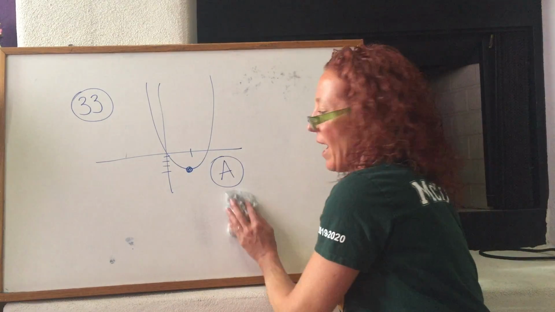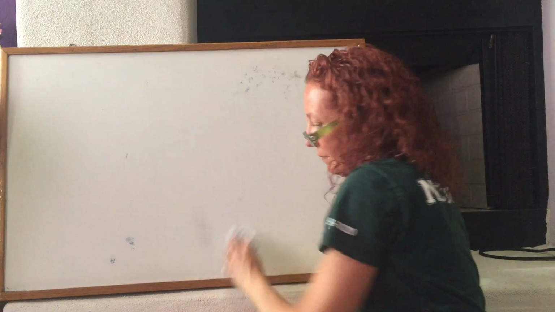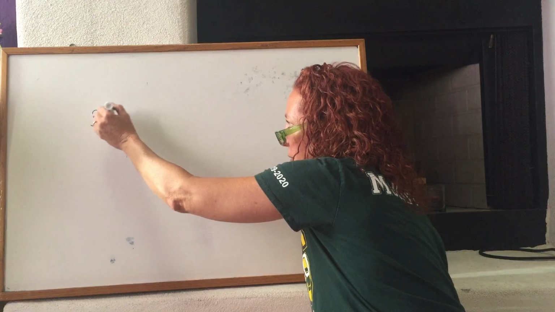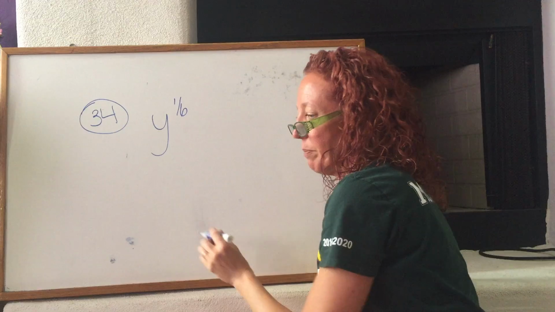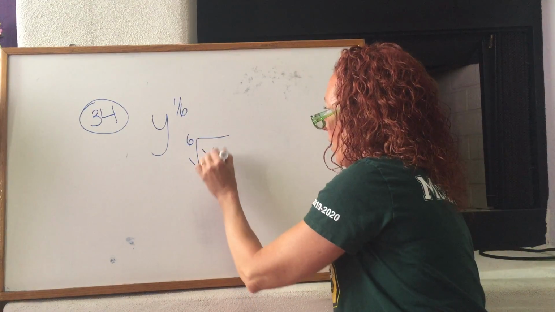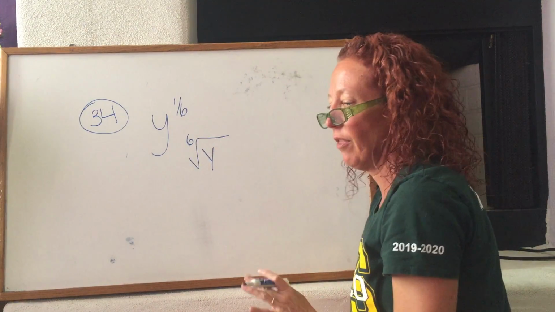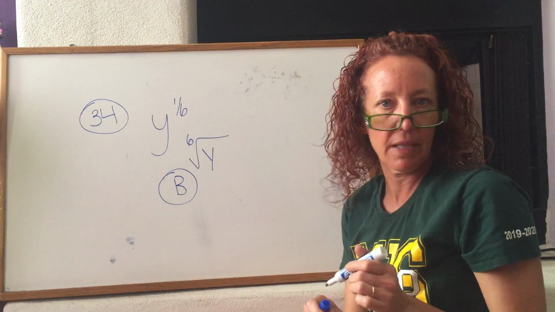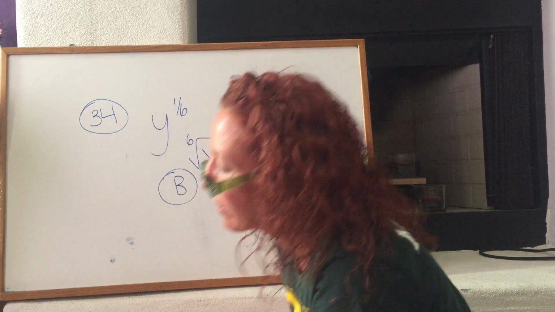34, write as a radical. Oh, this one's going to go fast too. Remember that bottom number is the root. So y to the 1/6 power is simply the 6th root of y to the 1st, or no exponent needed there, which makes the answer B. So that one goes really quickly at the end. So a couple easier ones right there.